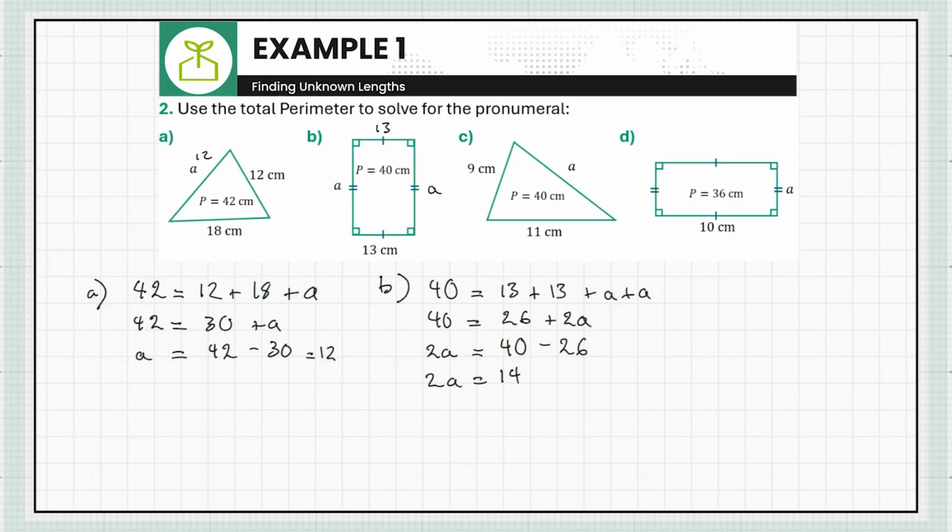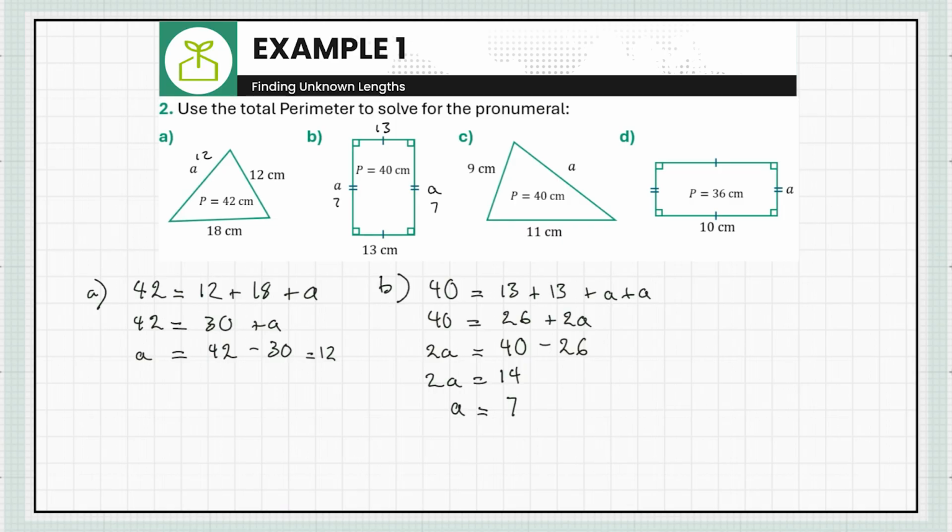So 2 groups of a is equal to 14. That means that if we divide both sides by 2, we should get what a is equal to. So dividing 2a by 2 gives us a, and dividing 14 by 2 gives us 7. So a is equal to 7. Now we can double check that by putting 7s here. 7 plus 7 is 14. Add on 13 plus 13, which is 26, and we get 40.